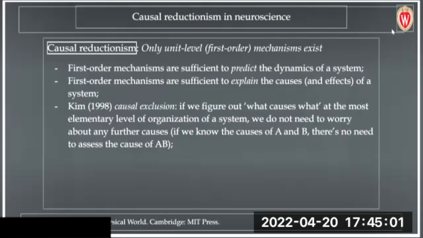For the philosophers in the room, this is clearly reminiscent of Jaegwon Kim's causal exclusion problem, which basically says that if we figure out what causes what at the most fundamental level, then we do not need to explain anything else. So if we know the causes of A and B, there is no need to ask what are the causes or the effects of A and B together.